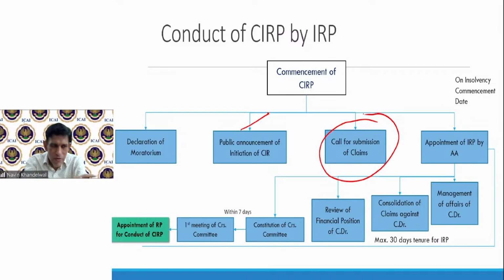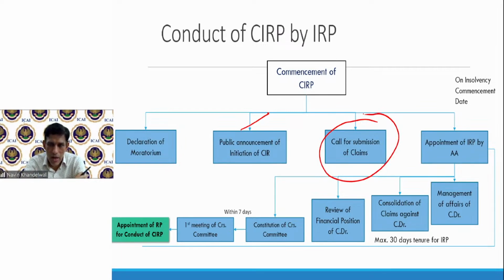And when this process of submission of claims goes on, simultaneously, he has to take over the management and the affairs of the corporate debtor, which was being run by the directors and the staff of the company. Does that mean that the staff will resign and stop working, or the management or the directors will resign and stop working? So the answer is no.